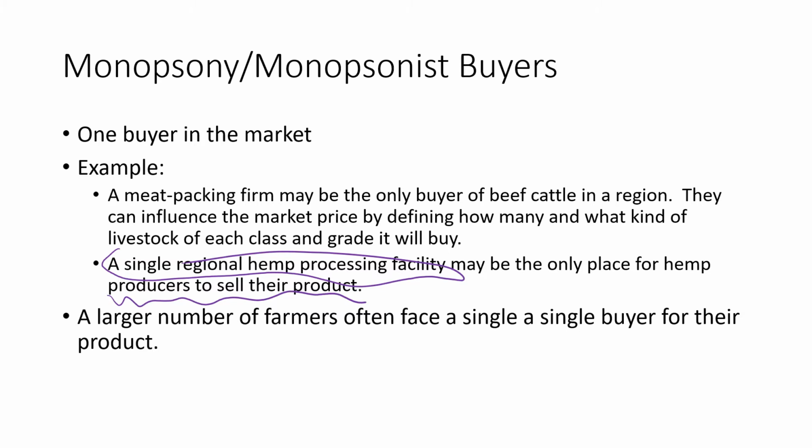Maybe in other regions that are more rural, maybe there's only one meat processing facility that beef farmers can sell their product to. Again, this isn't super common. The most common examples in agriculture are those oligopsony examples on the previous slide, but the definition of this is basically that a large number of farmers face a single buyer for their product. So they have to sell their product to that buyer because that's their only option.